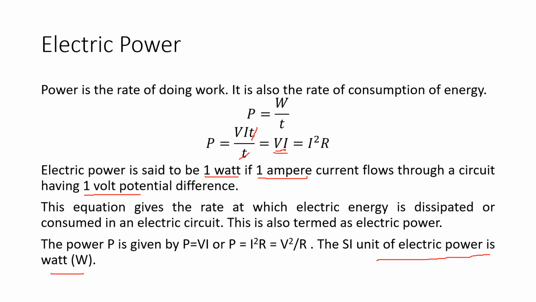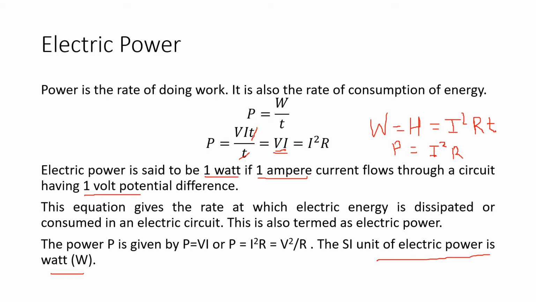So if you look at a heating circuit, we know H equal to, what was the law if you remember? I square R T. So the heating effect or the work done is I square RT. So for the power, you divide it by T. When you divide it by T, what do you get? Power is I square R. So electric power can also be said as the heat generated in 1 second.